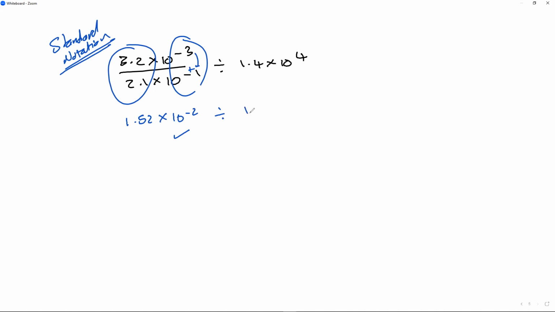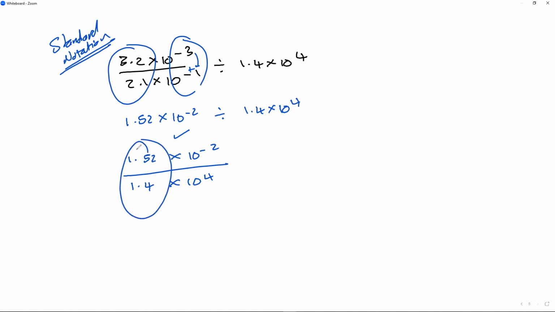Now we're dividing it by 1.4 times 10 to the 4. So we could write it like that, or we could type it in times this. So we could technically put it like that, putting 1.4 times 10 to the 4 at the bottom. All right, so we grab it from the top, 1.52 over 1.4, just like we did in the first step. So that becomes 0.38. And then minus 2 minus 4 becomes minus 6.